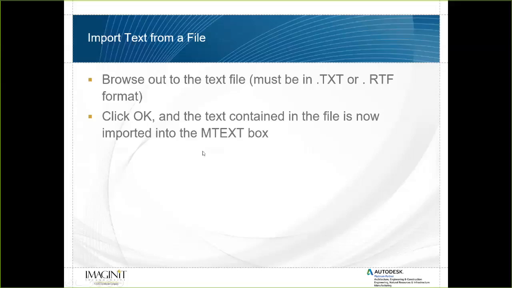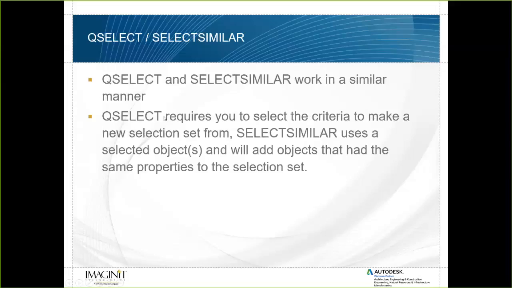Now we're going to get to one of my favorites, and this is one of the least utilized commands that I think everyone should learn how to use, and this is QSelect and Select Similar. So these both work in a very similar manner. QSelect requires you to select the criteria to make a new selection set from. Select Similar uses a selected object or objects and will add objects that have the same properties to that selection set. So I will actually demonstrate both of these.